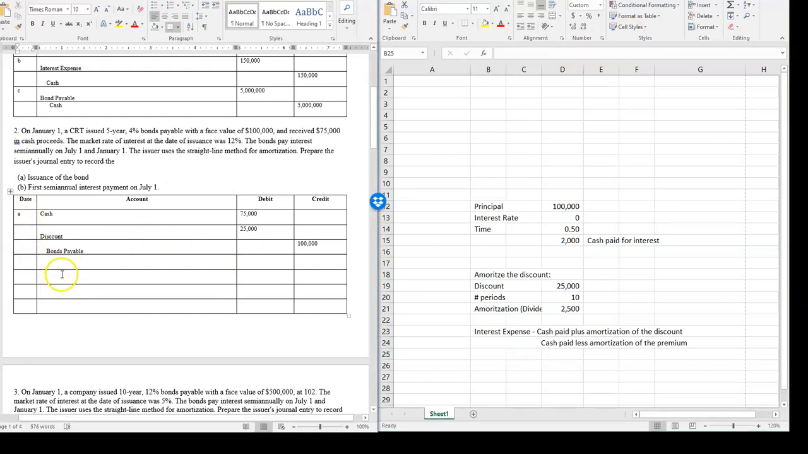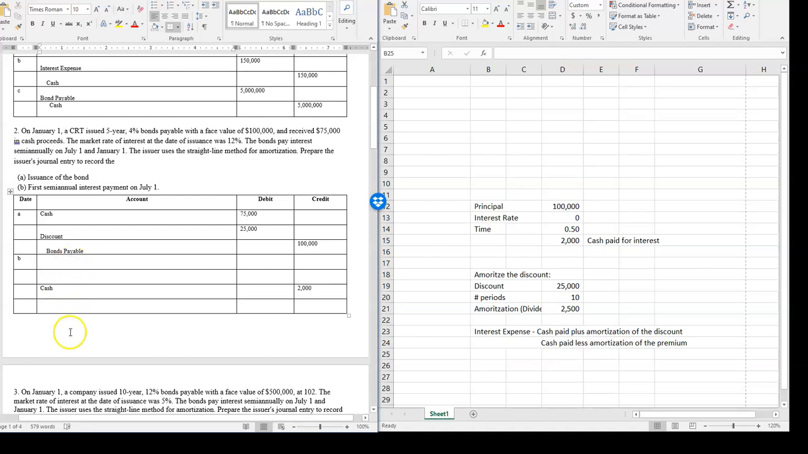All right, so let's put it into a journal entry then. This was letter A, and now this is us paying it. I start with cash because that's the simplest. Cash is always face value times contract rate times a half. So my interest is $2,000.